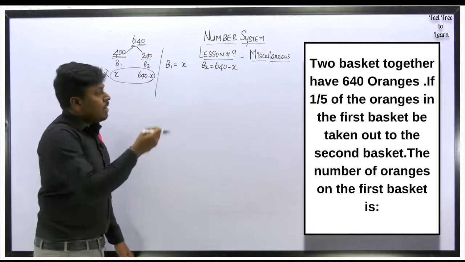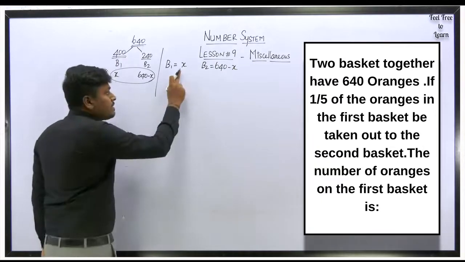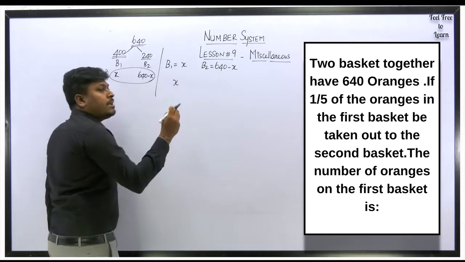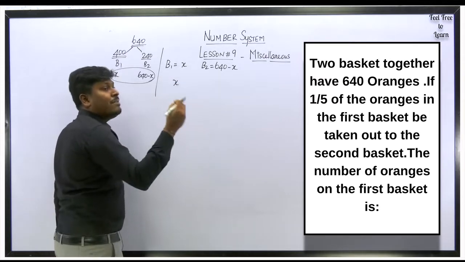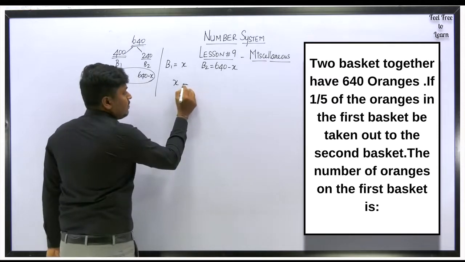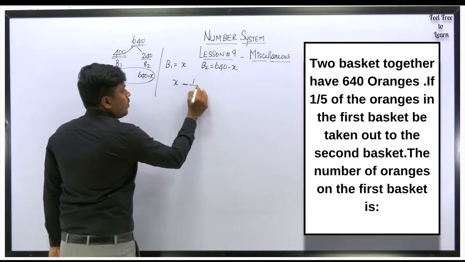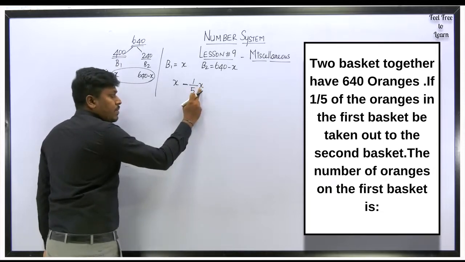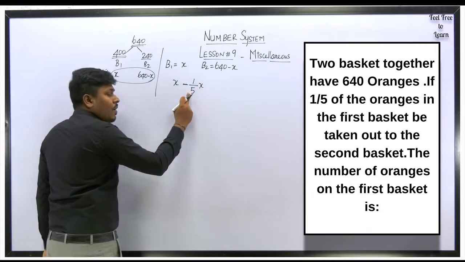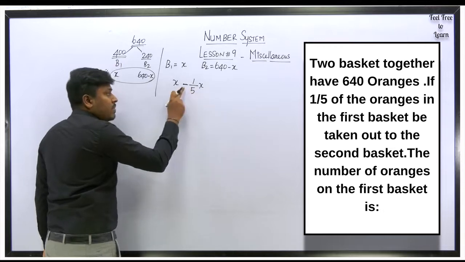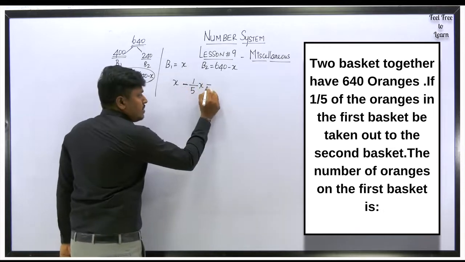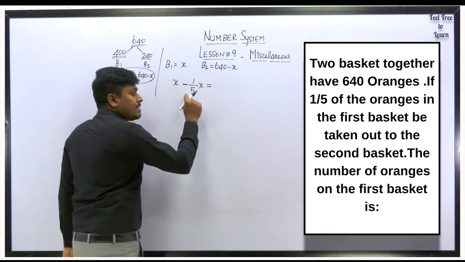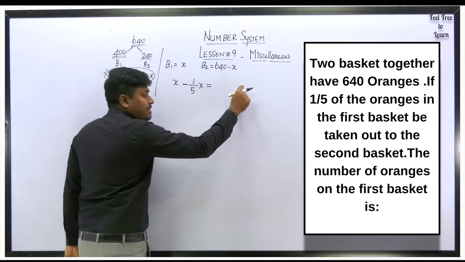Second step. According to the question, from this basket number 1, x, how many parts of the oranges have been taken out? 1 by 5 part. So minus, because they are taken out, minus 1 by 5 into x. Got the logic or not? From basket 1, 1 by 5 of the oranges has been taken out, so I have subtracted. Equals to, so now what they are doing is, the oranges which they have taken out from basket 1, they are adding to basket number 2.